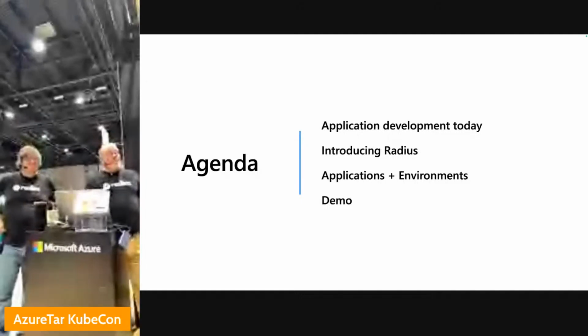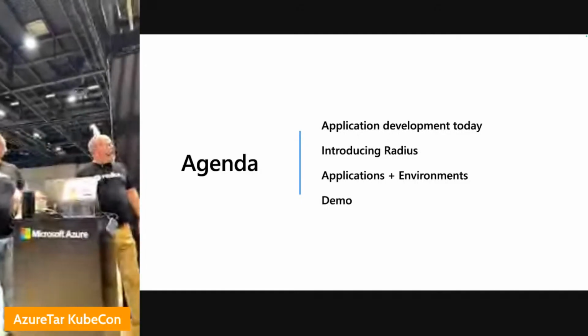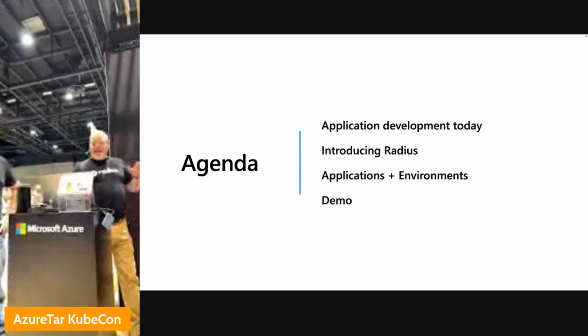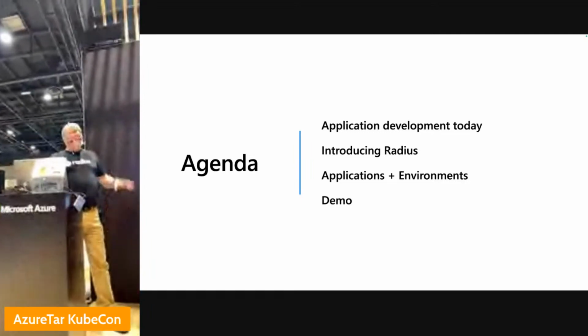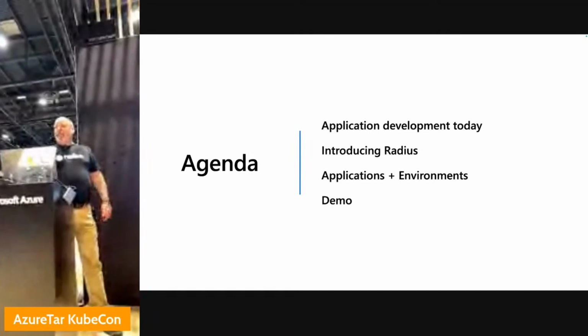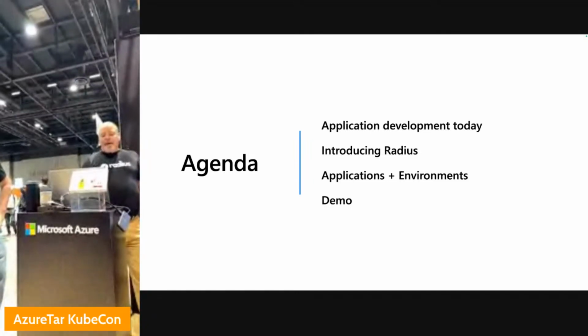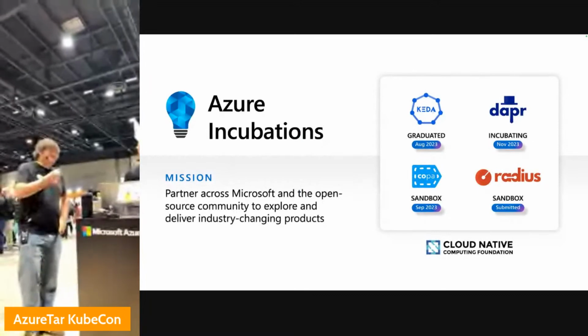We'll go over some of the challenges of cloud-native application development today. Give an introduction to some of the concepts of Radius. We'll talk about applications and environments. We get a demo from Ryan that'll make that a little bit more concrete, and then wrap it up.